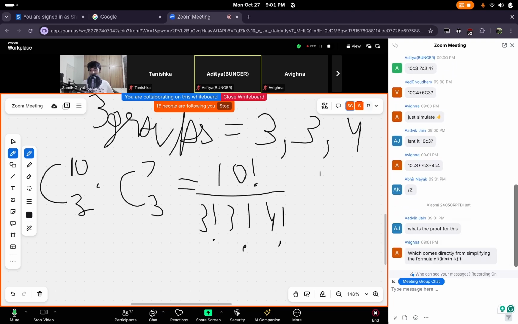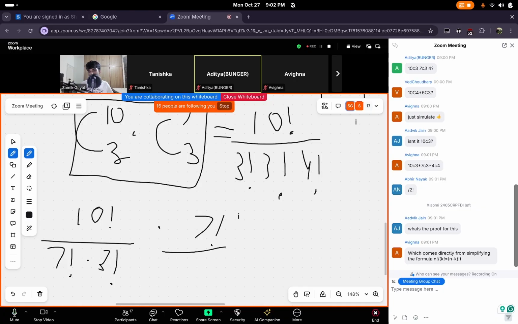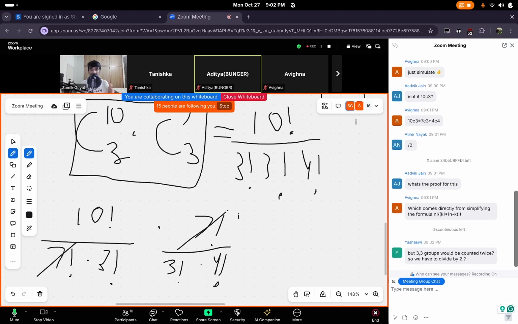Proof for this: if you look at this formula, you'll realize that both of these are pretty much the same. I'll write it out real quick. 10 choose 3 is 10 factorial over 7 factorial multiplied by 3 factorial. We have multiplied by 7 factorial over 3 factorial multiplied by 4 factorial. So you can just cancel this out and that's it. Yeah, exactly. It's just a simplification.